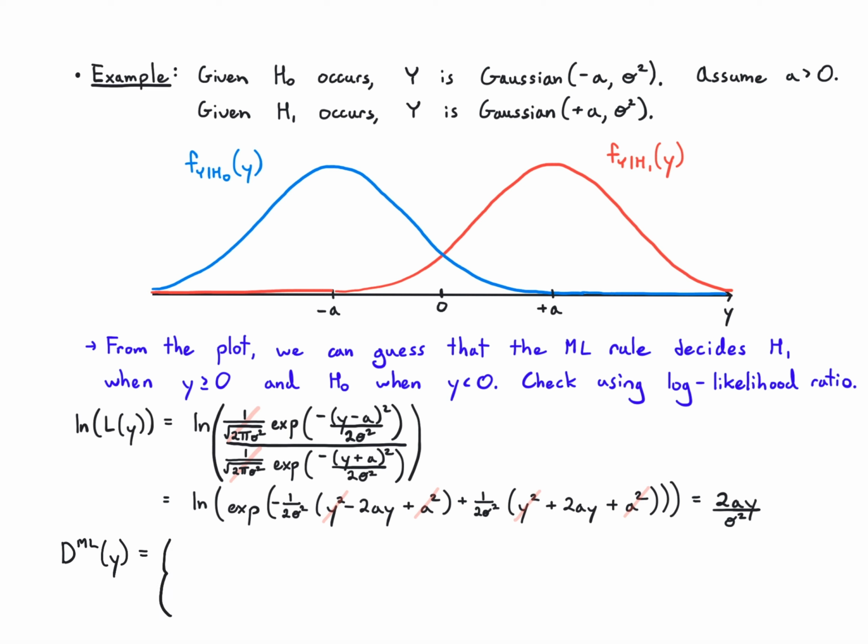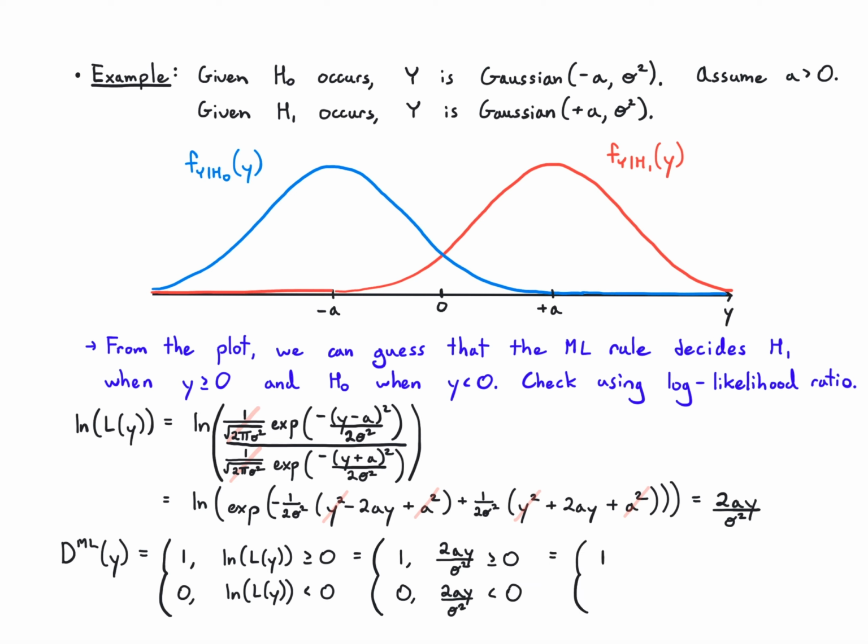So the ML rule will be 1 when this is greater than or equal to 0, because I've taken the log, and 0 when it's less than 0. Well, when will that happen? I just plug in what I found for the log likelihood ratio. I get 1 when 2ay over sigma squared is greater than or equal to 0, and I get 0 when 2ay over sigma squared is less than 0. None of those constants really matter. They're all positive. All I need is that y is greater than or equal to 0, and 0 when y is less than 0. So this checks out. This is the same thing that we got from just staring at the plot. And that's great. We see that the math checks out with what our intuition from the picture gives us.